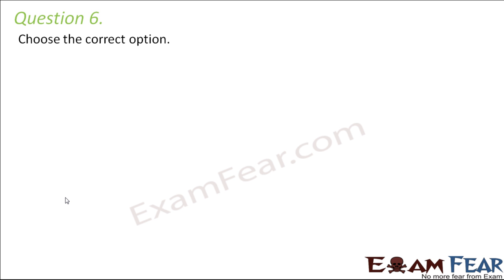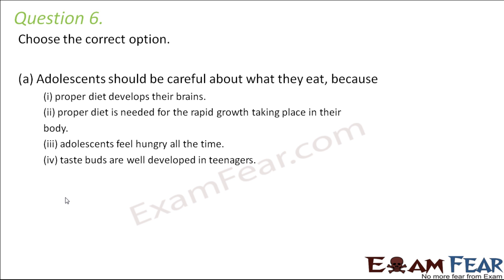Question number 6. Choose the correct option. Adolescents should be careful about what they eat because proper diet develops their brains. Proper diet is needed for the rapid growth taking place in their body. Adolescents feel hungry all the time. Taste buds are well developed in teenagers. Well, if you talk about brain development, this kind of growth takes place in the childhood phase itself. Now, during adolescence, there is rapid growth taking place with all respect in your body. So, you should eat proper food.